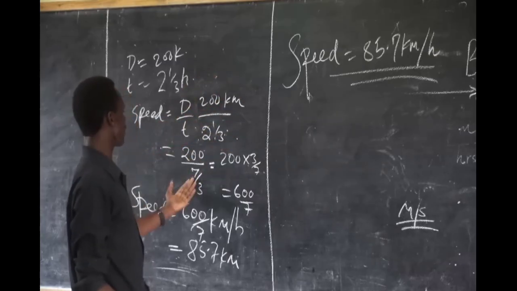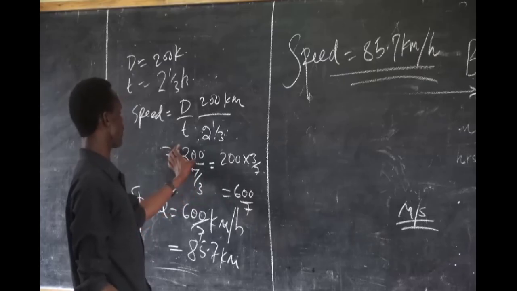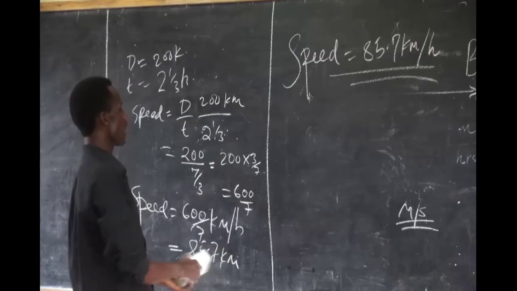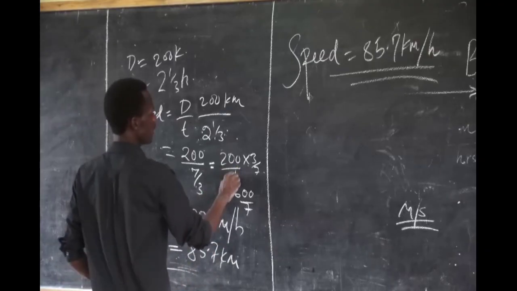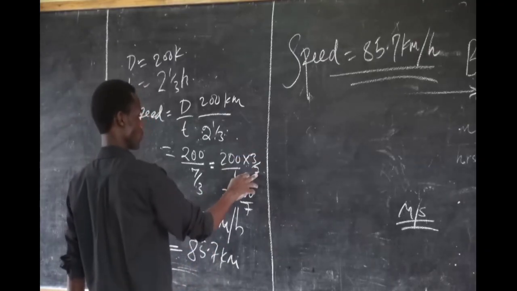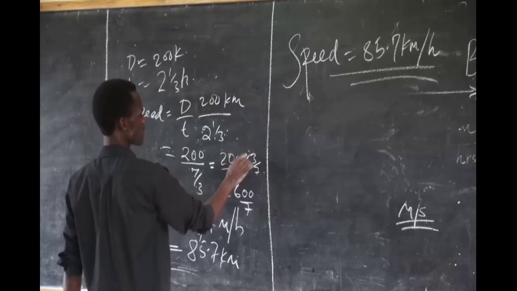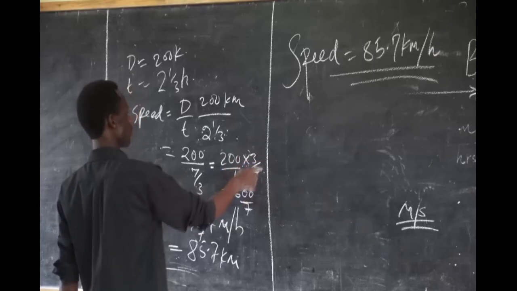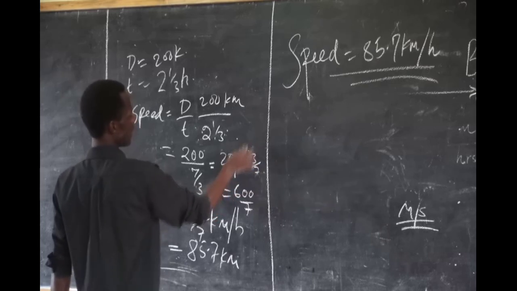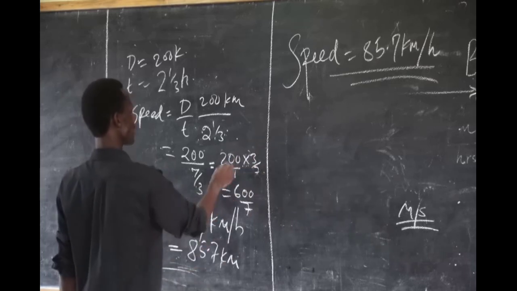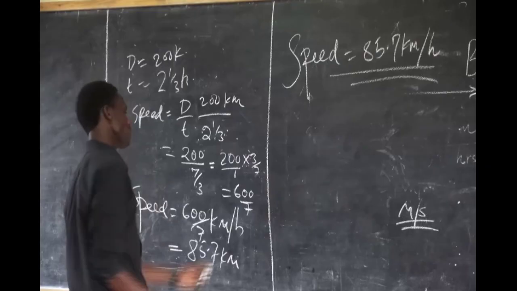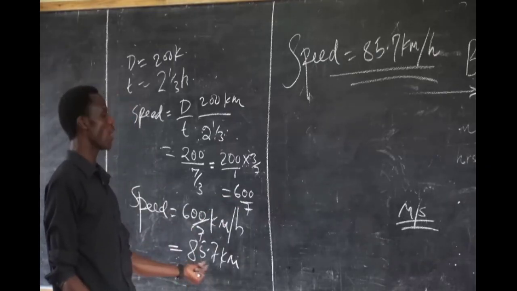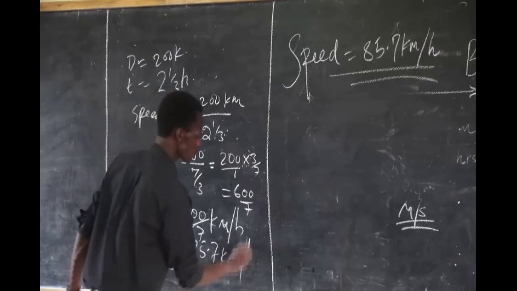Now we have taken 200 over this one. Remember this is 200 divided by 7 over 3. Now according to the fraction, we just have 200 over 1, then divided by 7 over 3. Then we change the sign and it becomes times. Then we change this one. Numerator becomes denominator and denominator becomes numerator. Now this 3 over 7, now that is 600 over 7. When you take 600 over 7, then you divide by 7, definitely you find it is 85.7 kilometers per hour. So this is the speed.